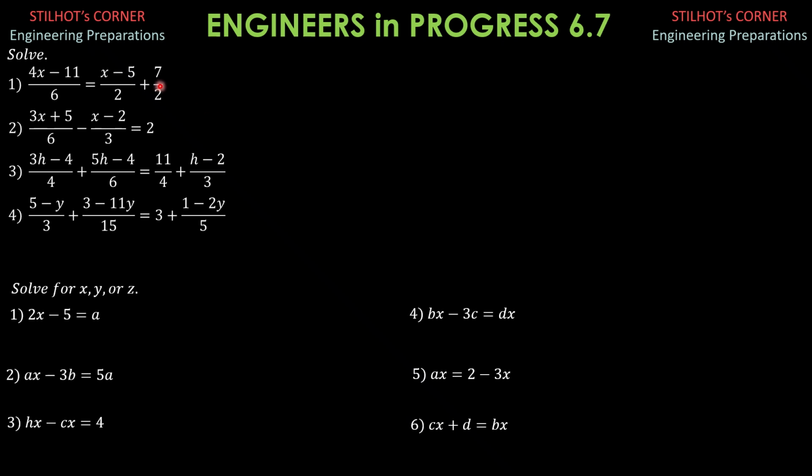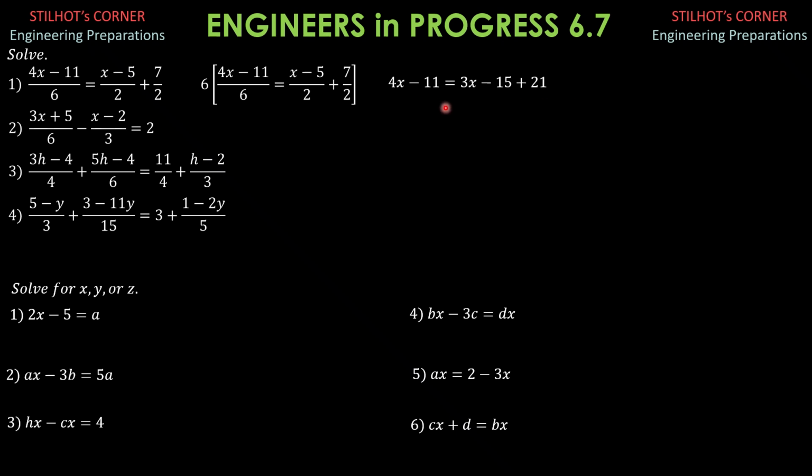So for number one, multiply everything by 6. So 6 times quantity 4x minus 11 over 6 equals x minus 5 over 2 plus 7 halves. So 6 over 6 is 1. So 4x minus 11 equals 6 over 2 is 3. So 4x minus 11 equals 3x minus 3 times 5 is 15. So minus 15. Then this is over 2. So 6 over 2 is 3 times 7 is 21. So again, simplified into 4x minus 11 equals 3x minus 15 plus 21.